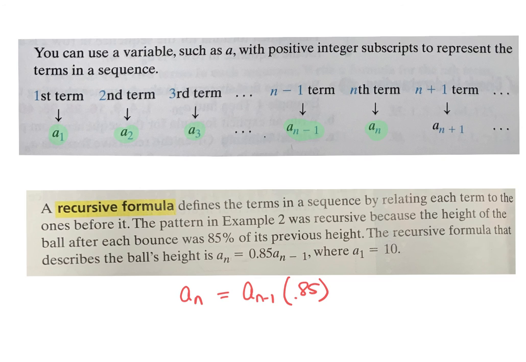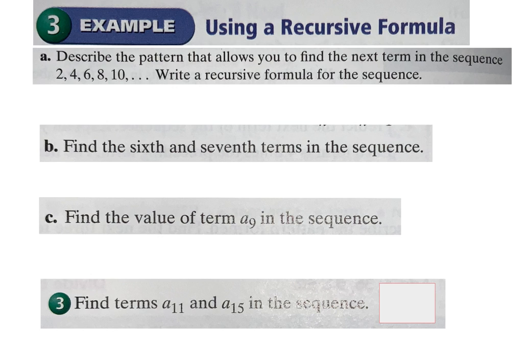And so recursive just takes literally the term in front of it and then you do something to it. So we added 7 to one of our examples. You would say the term in front of it plus 7. That would be my recursive formula, all right? So then look at the next example.